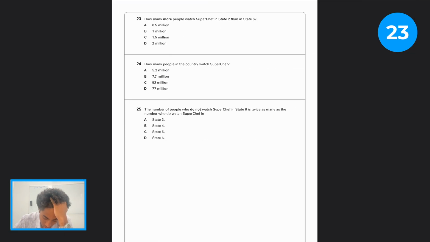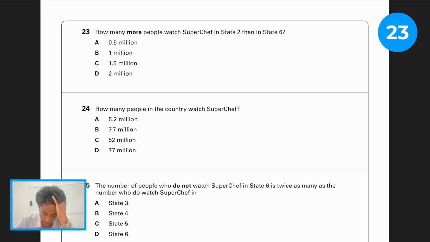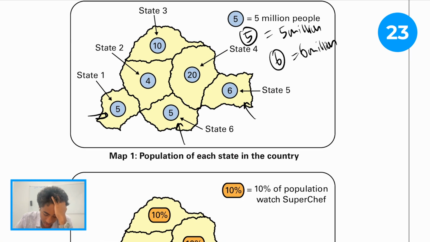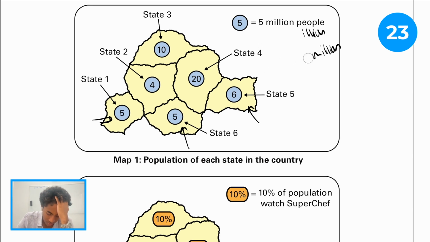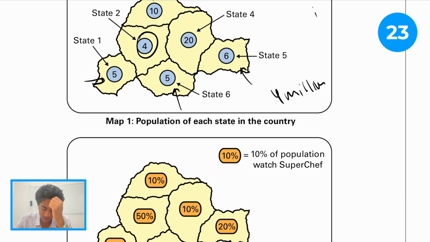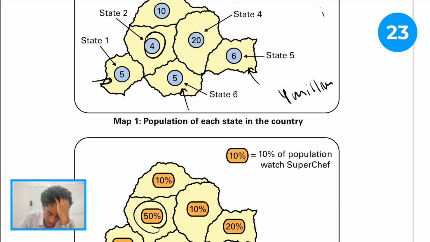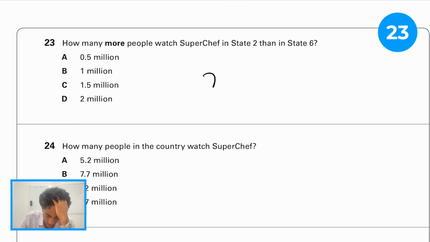So how many more people watch Super Chef in state 2 than state 6? State 2, we have how many people? State 2, we have 4 million people, and let's look. State 2 is this one. 50% of state 2 watches Super Chef. That means 2 million in state 2 watch Super Chef.